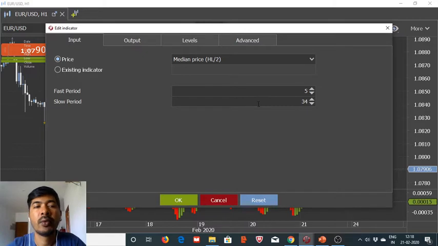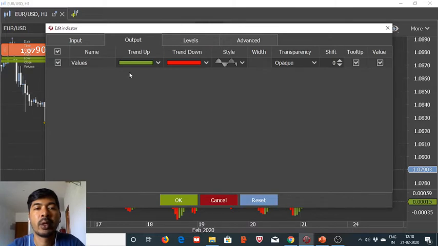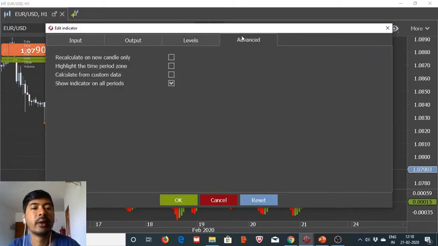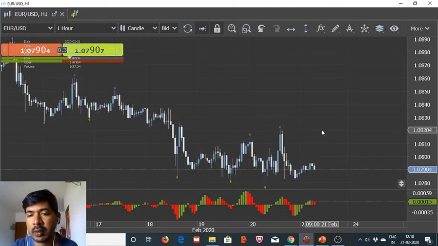So we have the fast period of 5 and the slow period is of 34, and output is trend up is showing green, trend down is red, and periods calculate from custom data. We are not calculating from custom data, we are using default time frame here, and here we are.